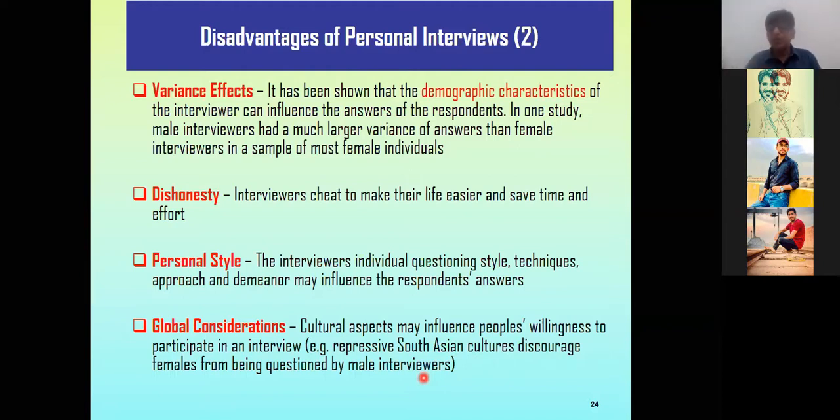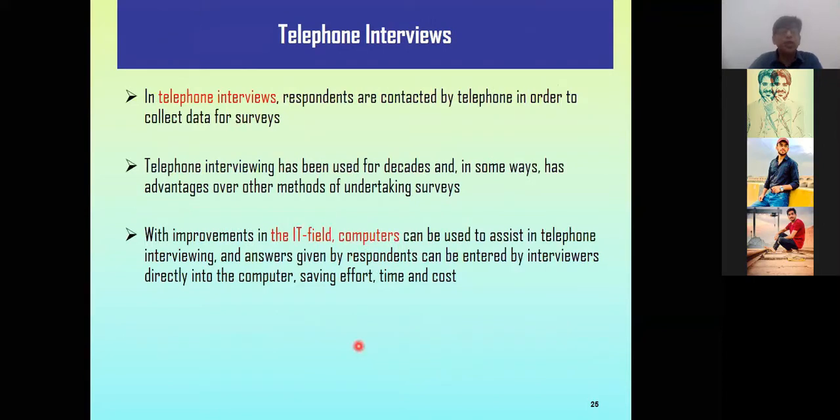So this is another issue. These are some of the disadvantages of the interview. The other type is the telephonic interview. Through the telephone you can also conduct the interview, and the telephone interview has been used for decades. In some cases it has advantages over the method of undertaking a survey.